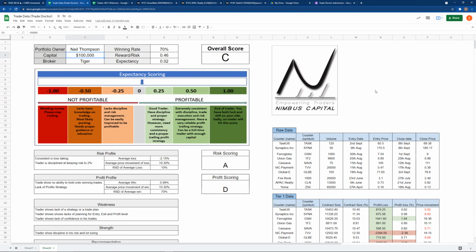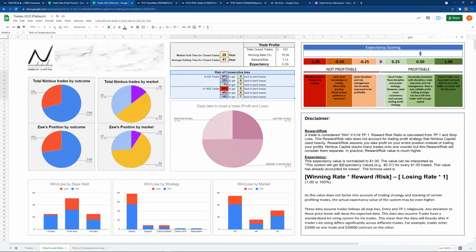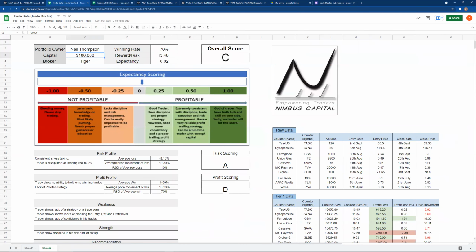So if you look at his expectancy and compare this to our Nimbus Capital profile, we also have a 70% winning rate, but our expectancy is at 0.50. Let me show you. Our expectancy is 0.50 mainly because our risk reward ratio is about 1.13, because for every $1 we risk, we are getting about $1.13 as reward, which is a lot higher.